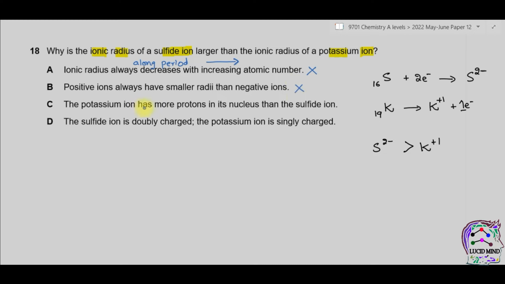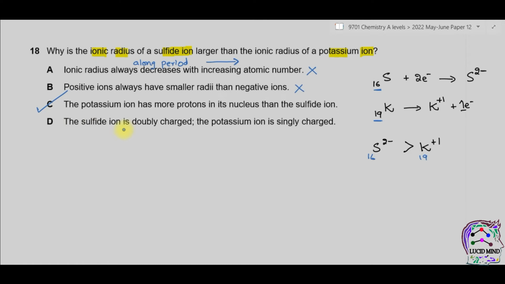Part C, the potassium ion has more protons in its nucleus than the sulfide ion. We can see potassium ion has got 19 protons while sulfide has got 16 protons. So what happens with the proton number? Now we have 19 protons and 18 electrons, and 16 protons and 18 electrons. So the force of attraction between 19 protons and 18 electrons will be more as compared to the other one. So therefore potassium ion will be smaller in size as compared to sulfide. So this seems to be true.